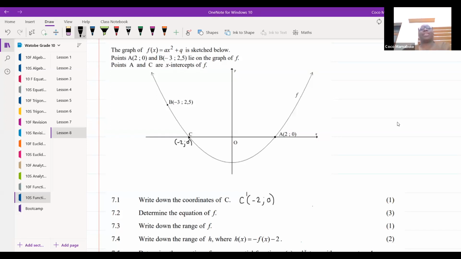Now the question says here, determine the equation of f. Right, now there's a lot of things to be done here, guys. We need 2 things in our equation of f. We need A and we need q. So we need to find 2 things. Anybody got any strategy? How are we going to solve for y is equal to ax squared plus q?